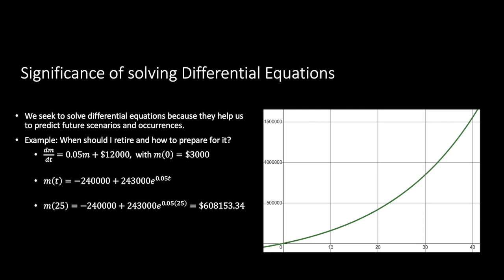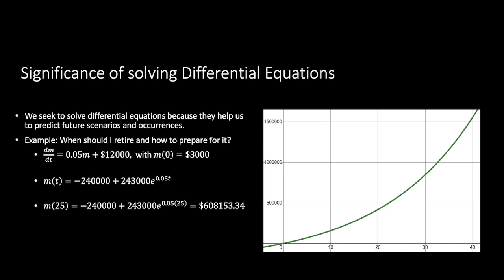Another good example is for an individual trying to prepare for retirement. The differential equation I've provided is the change of money, M, over the change in time, T. The 0.05 is the annual interest rate, and the $12,000 is what the individual puts in their bank account every year. The M0 equals 3,000 is the amount of money the individual starts with in their bank account.